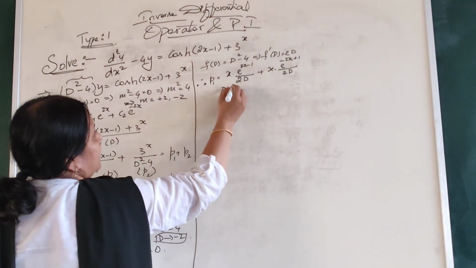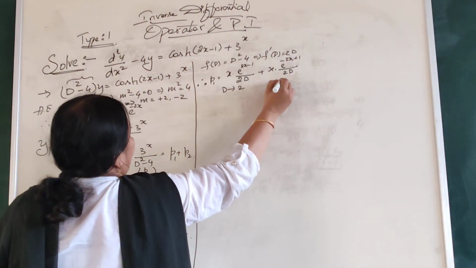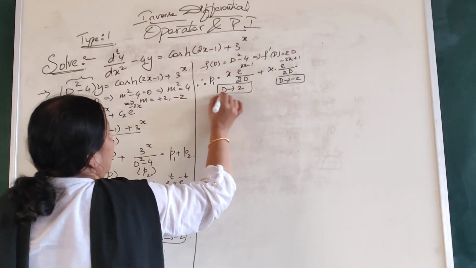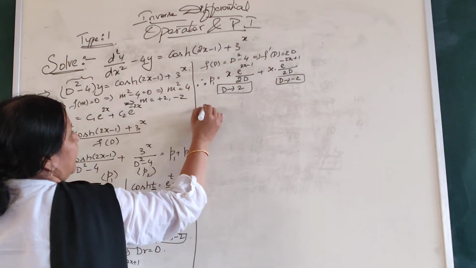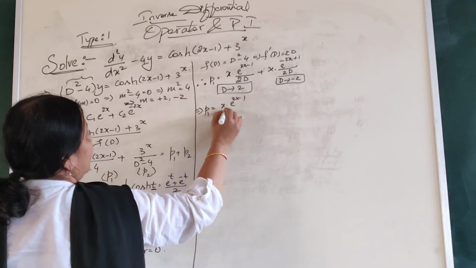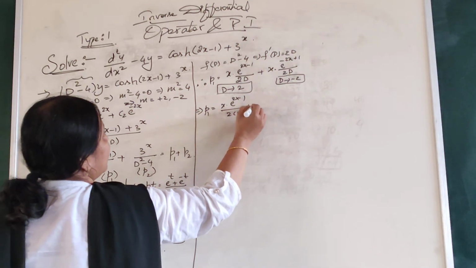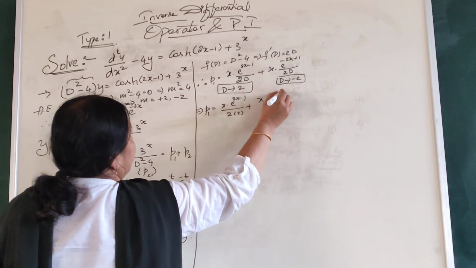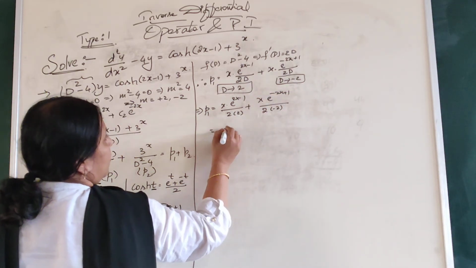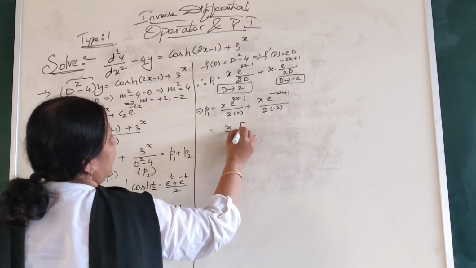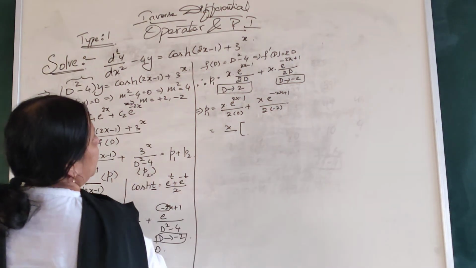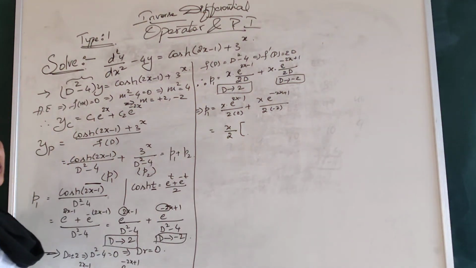Here d should be replaced by a, in this case 2, and here d should be replaced by a, which is minus 2. So replacing that, we get P1 is equal to x e power 2x minus 1 divided by 2 into 2 plus x e power minus 2x plus 1 divided by 2 into minus 2. So x by 4 can be taken out, if I am not wrong. Otherwise, let me take out only 2. Okay, x by 2 is taken out.